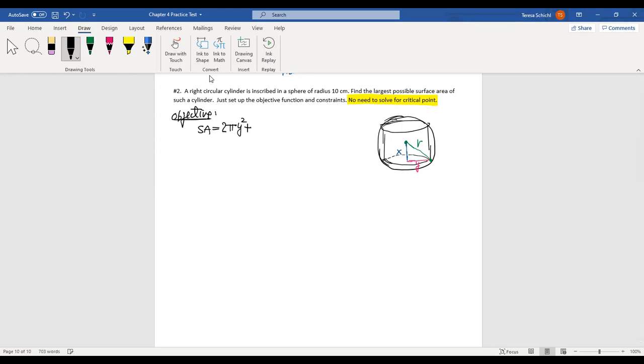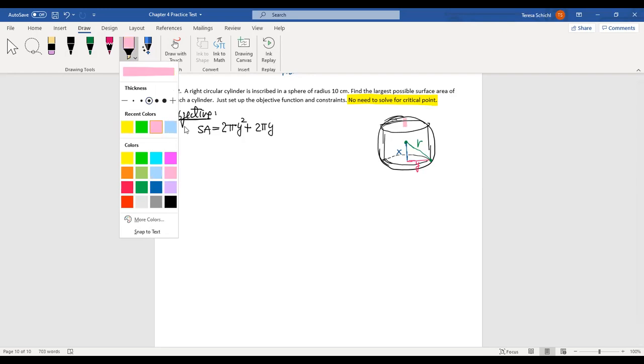Then plus, I'm going to find the lateral surface area, right? So it's 2 pi r, and so we need to find the circumference, and then find the height, right? So we're going to have 2 pi r and the height. So the height here, from the center, is the x, right?